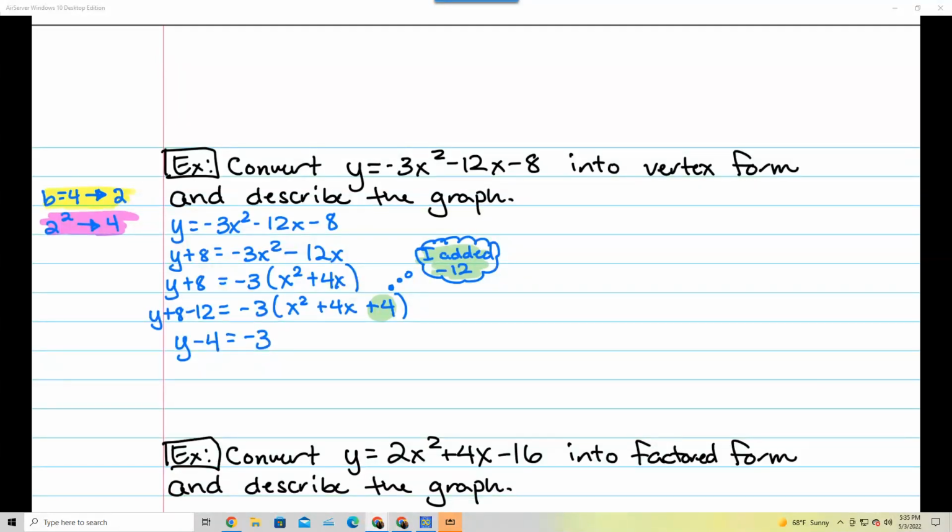Now, that x squared plus 4x plus 4, I'm going to go ahead and factor it, right? That should factor to a perfect square. Most of you guys will see the perfect square, but if you don't, then you're going to factor it the long way, which is like this.